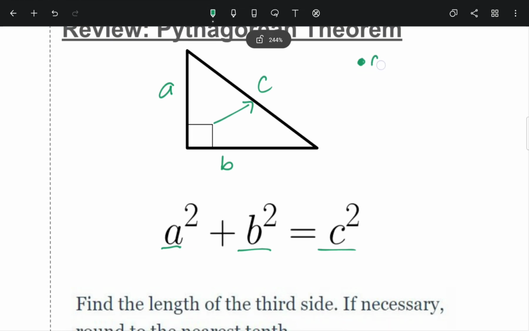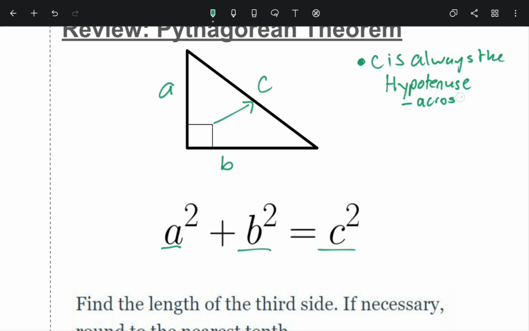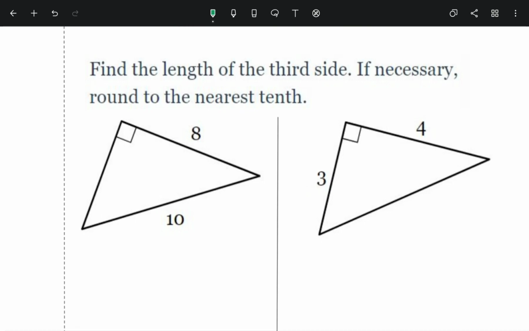Now in our formula, c is always the hypotenuse. And the hypotenuse is across from the right angle, as I denoted here with this arrow, and it's the longest side of our right triangle. So using this formula, we can find the lengths of a third side if we are only given two sides. Let's look at a few examples.